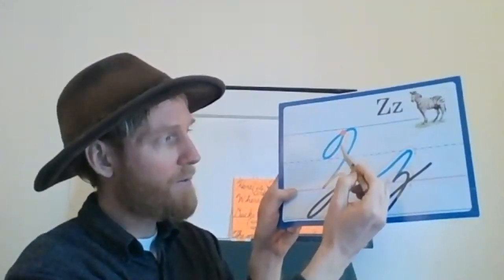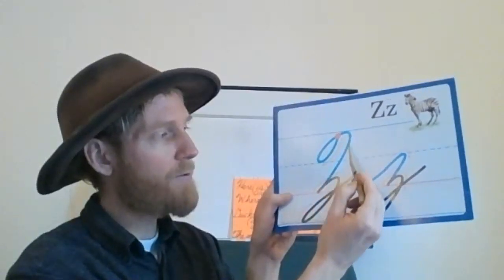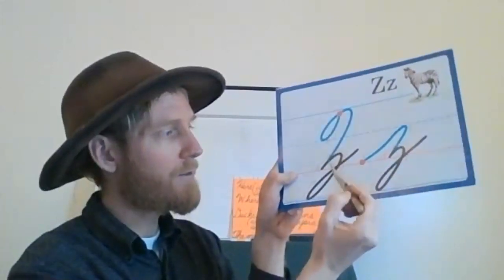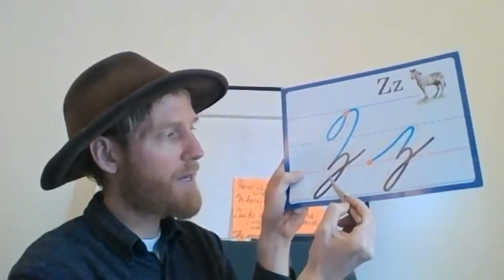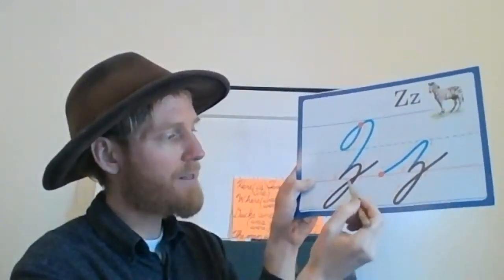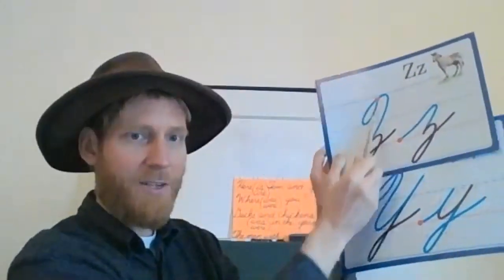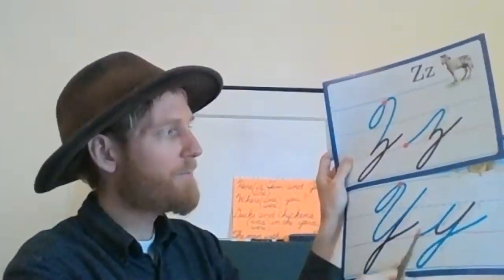And then go down with Z, up, curve around, down, bounce up. Do that, and then come down, curve around this way, and into the next letter. Notice the slant. Same with Y. Y and Z are very similar in the way that they start, and the tail that's at the bottom.